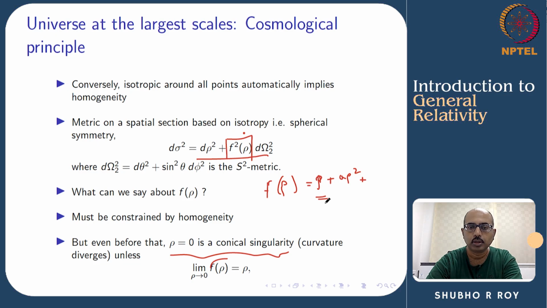Okay, so now let's look at the constraints of homogeneity. The first thing we can observe is that rho equal to 0, we assume that to be the origin. But in a spatially homogeneous manifold, any point can be chosen as the origin. So please bear that in mind when I go to the next slide, that I can choose any point to be the origin. All right.